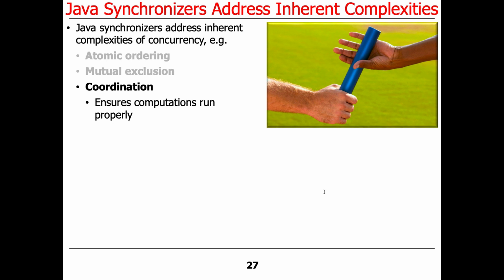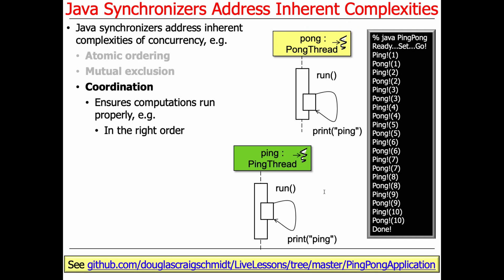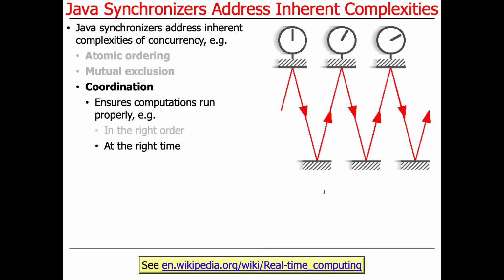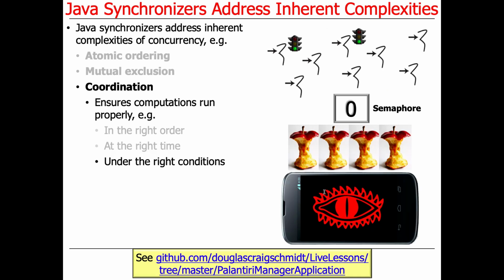The next topic is coordination. And this is used to ensure that computations run properly, either in the right order, as we saw with our ping pong example. So the ping pong example makes sure we do ping, then pong, and so on, at the right time. So we might want to make sure that the timing is obeyed, so that something has to occur before something else, or something has to occur at a particular time. And the final piece is under the right conditions.